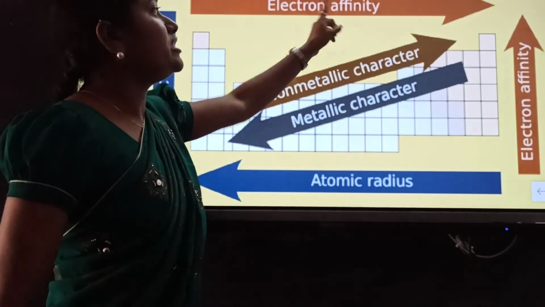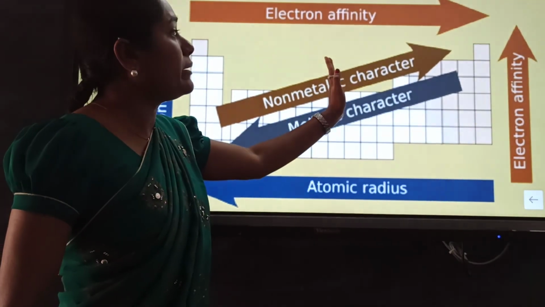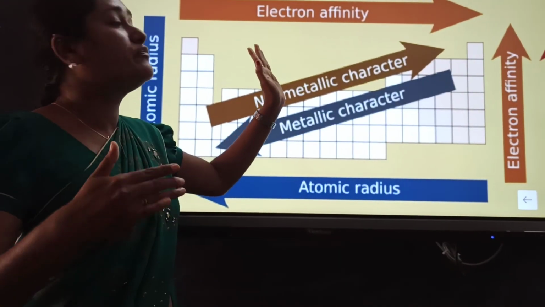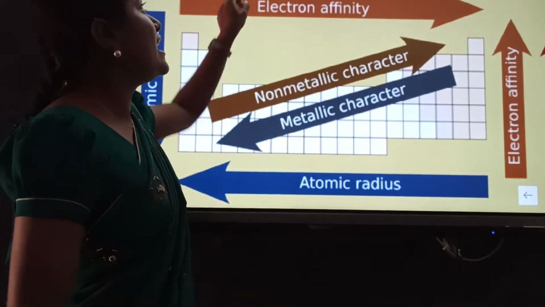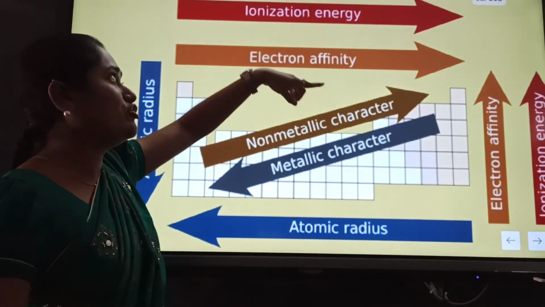Electron, from here to here what happens? The number of electrons which are donated or received is shown by this charge. And the last term here is ionization energy.